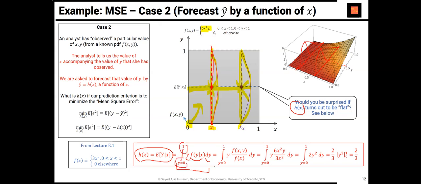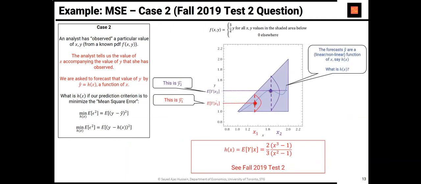So I will leave this to you to work out the numbers, and once you do so, the answer is always 2/3. It doesn't matter what value of x she gives you. In this particular example, like a broken record, 2/3 is the best forecast for any value of x.